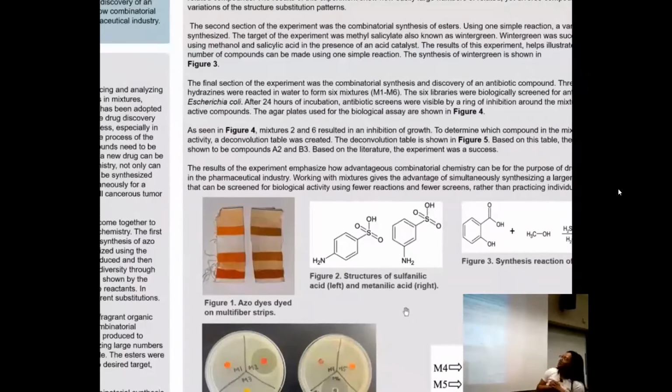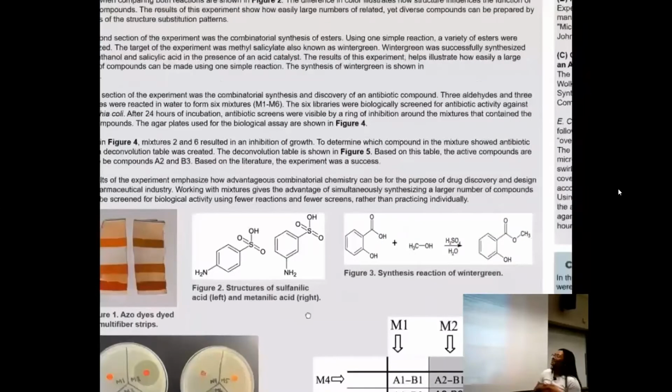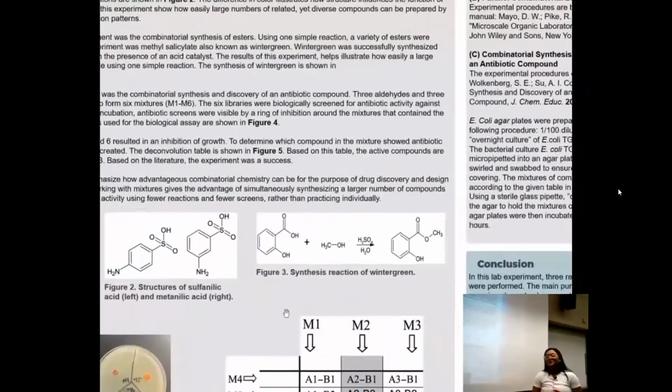And so for the Ester Lab, I synthesized esters. If you know what esters are, they're usually found in nature, like bananas, pears, apples. And my target was wintergreen. You could see that I synthesized it right here. This is just one of the reactions. I synthesized maybe 12 esters using the same reaction, between a carboxylic acid and an alcohol. And I just made a bunch of esters until I found which one was wintergreen. So this one really illustrated how I could create a bunch of compounds using just one reaction.